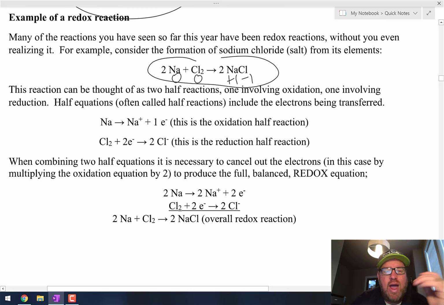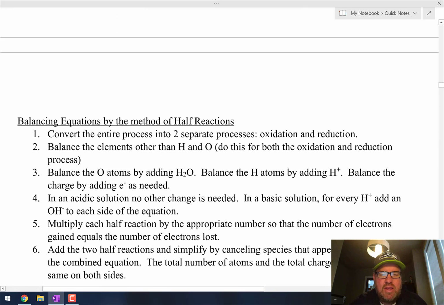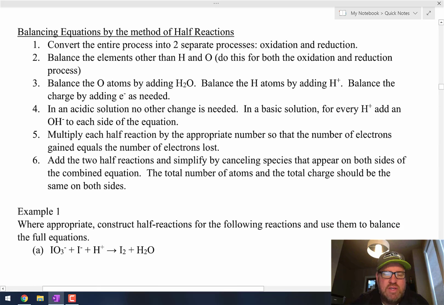Now again, you can split those up into what we call half reactions. This is the oxidation half reaction that shows sodium going from Na to Na+, and then here is the reduction half reaction where Cl2 is going to Cl-. You will be expected to balance equations using the method of what are called half reactions.